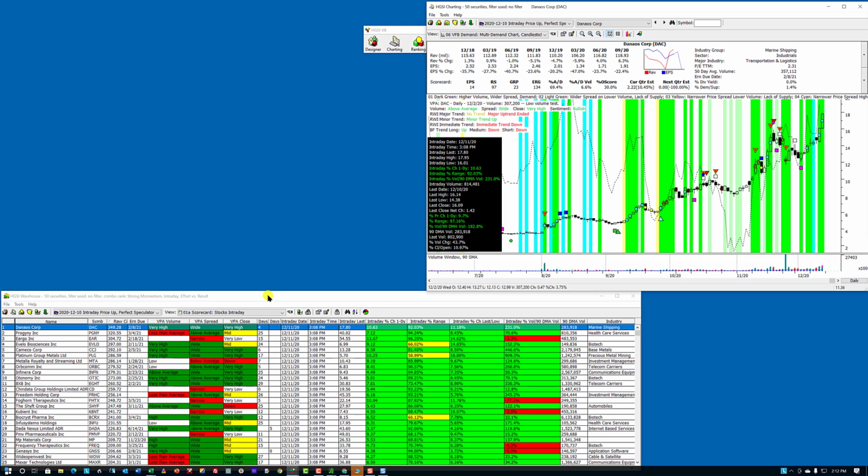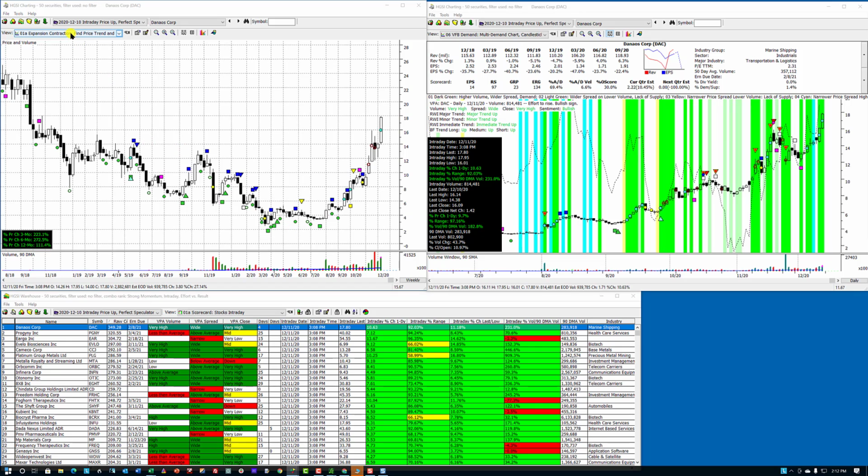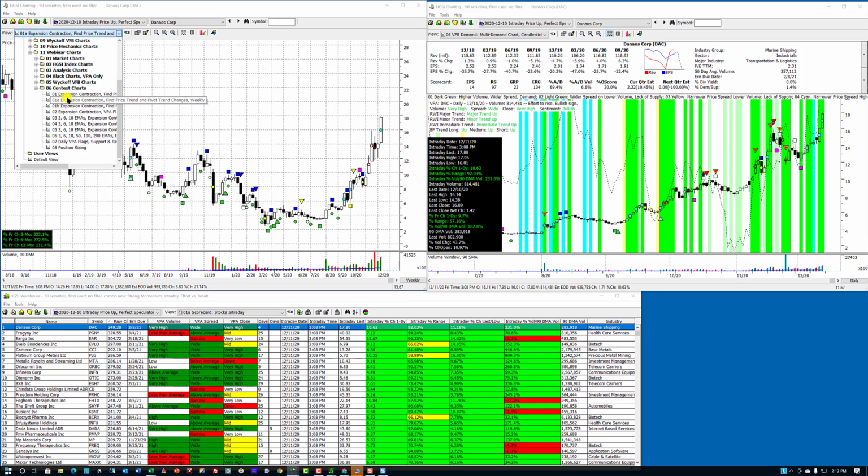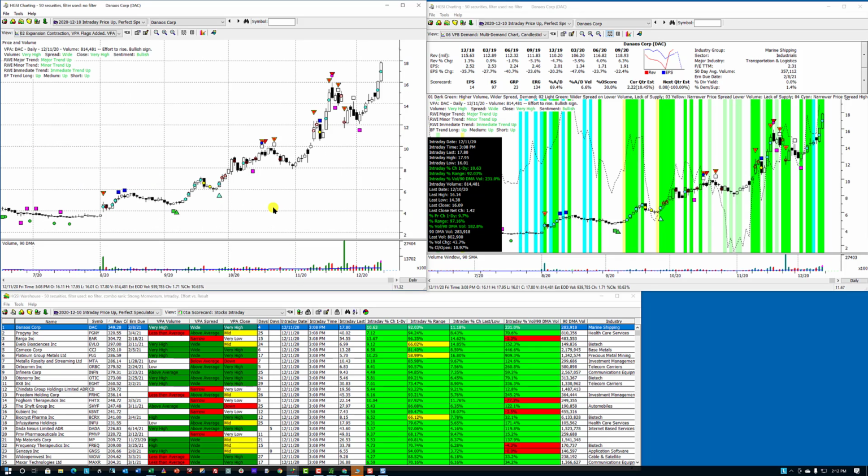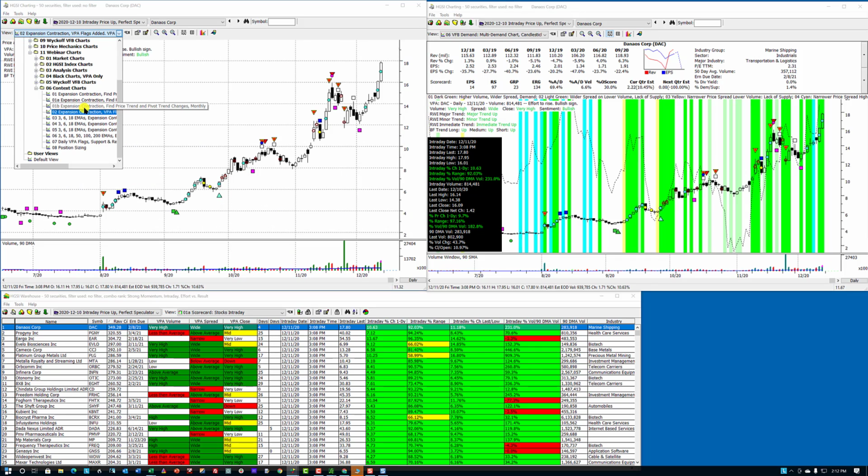So what I'm doing here is getting a look at where the real strength is in the market, even though the market is weak. Now I'm going to bring up a weekly chart here, just so we have both, one of each. And that's a daily chart. Sorry about that.